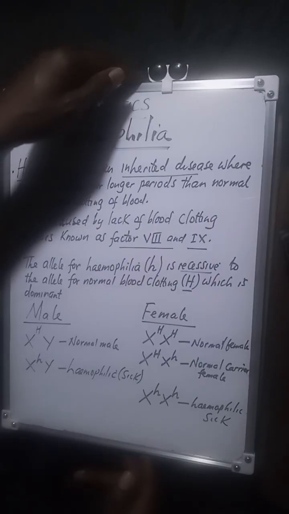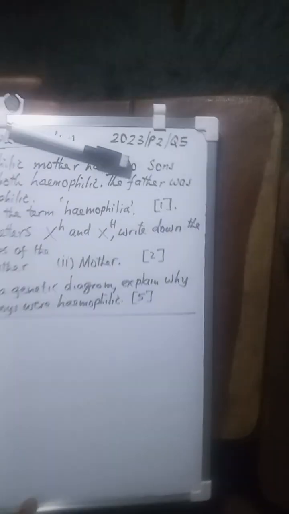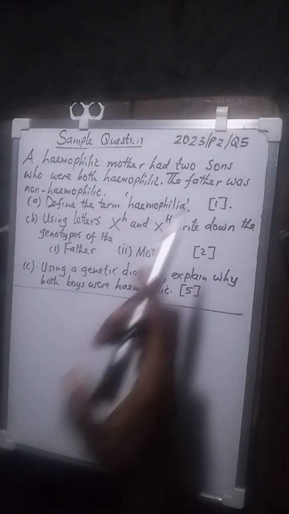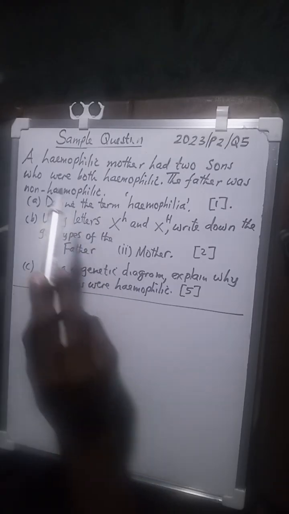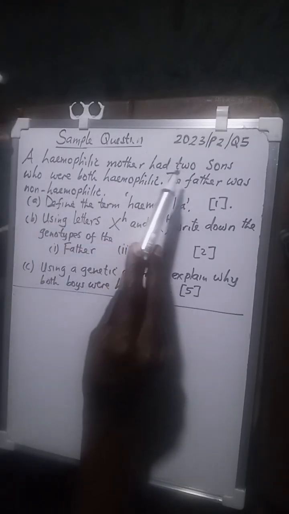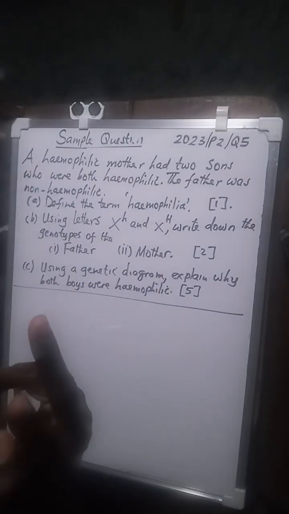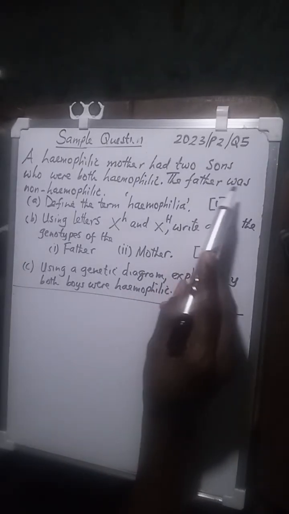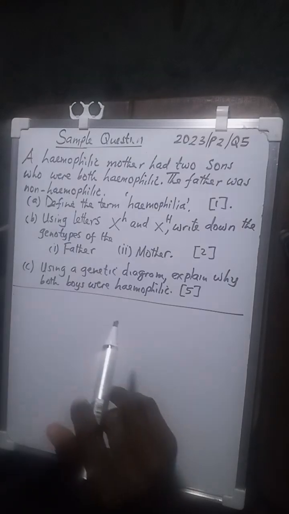Now let's show you how you can go about answering a question on hemophilia. So I do have a question here. It's coming from the 2023 paper 2 question number 5 ECZ exams. So it says a hemophilic mother had two sons who were both hemophilic. So she had two sons and both sons were hemophilic, meaning that they were sick. The father was non-hemophilic, meaning that the father was actually normal.